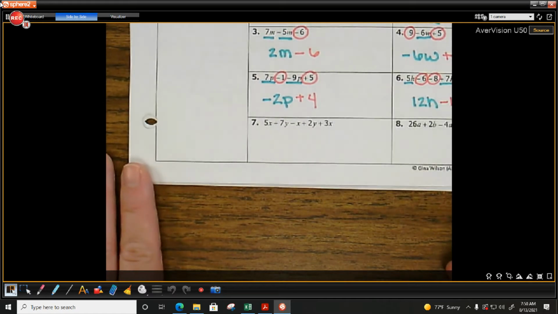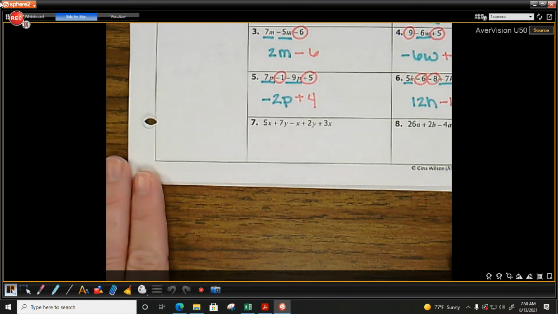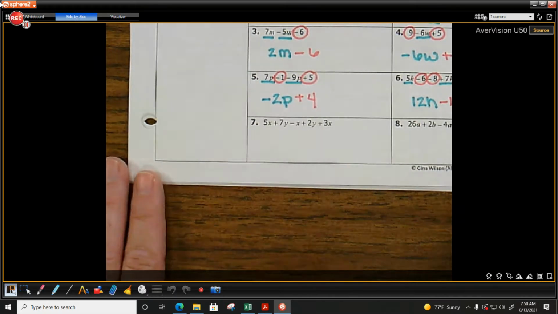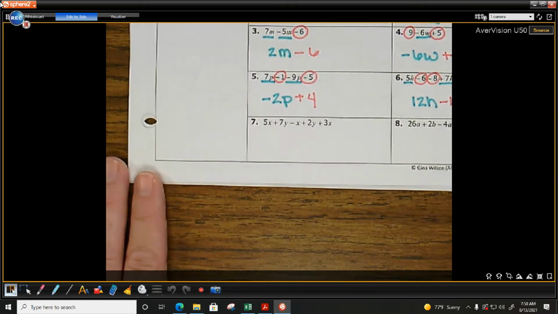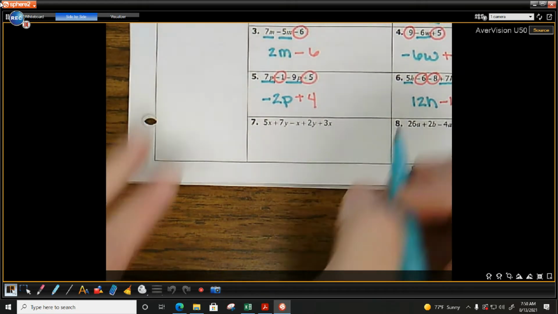This next one, we have two different variable terms. Are x terms and y terms like terms? They both have variables, though. They're not the same variable, okay? So just because I have two variable terms, if they're different variables, they're not considered like terms.